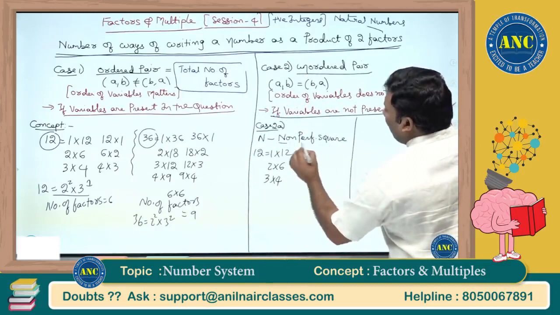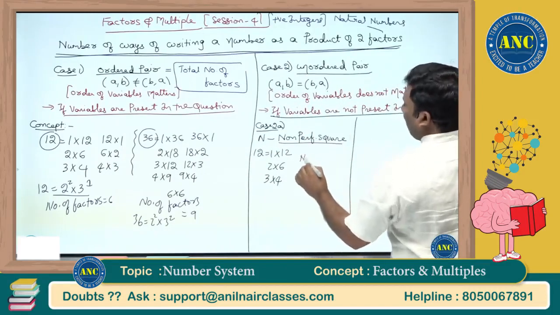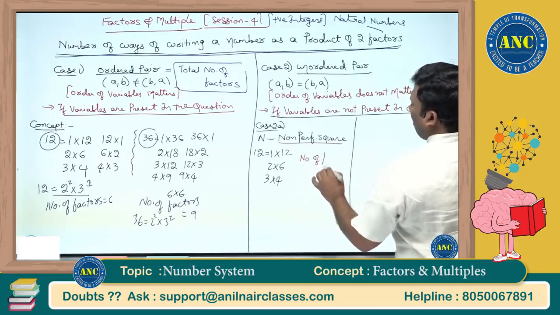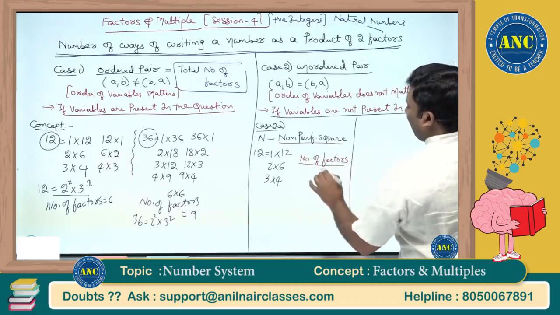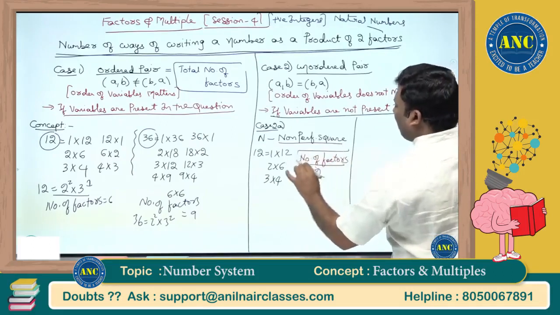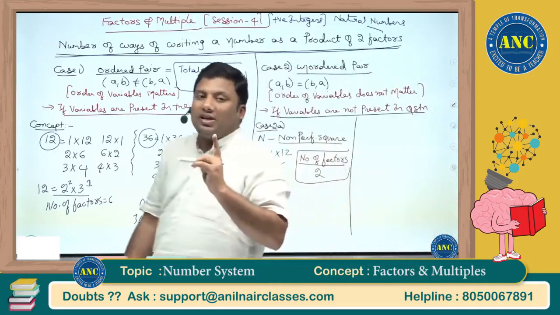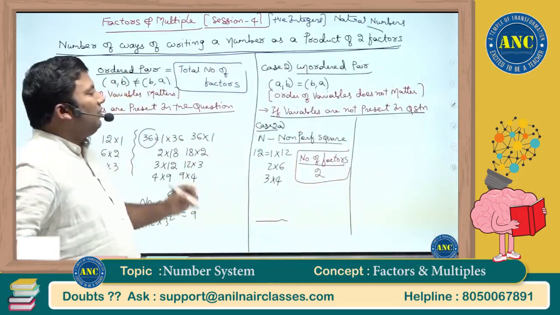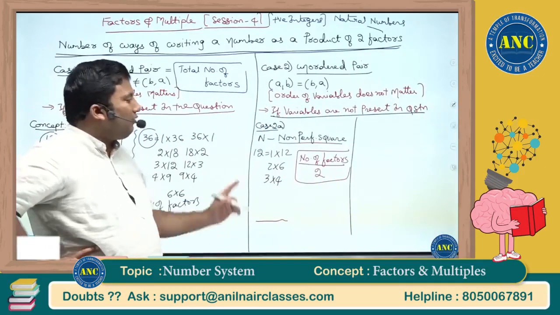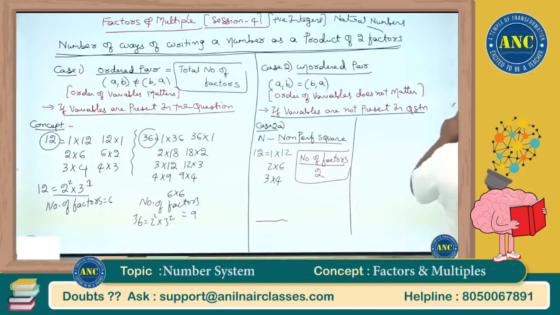So in a non-perfect square, the number of ways will be equal to the number of factors by 2. Very, very important key point. Unordered pair, variables are not present in the question. If variables are not present in the question, in how many ways can you write a number as a product of two factors? Number of factors by 2.